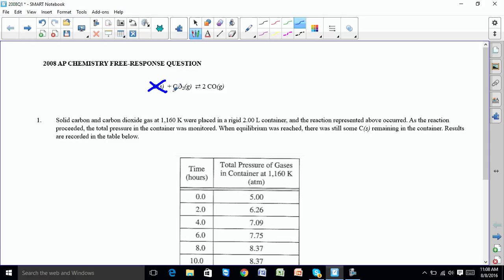Solid carbon and carbon dioxide gas at 1,160 K were placed in a rigid 2-liter container, and the reaction represented above occurs. As the reaction proceeded, the total pressure in the container was monitored. When equilibrium was reached, there was still some solid carbon remaining in the container. Results are recorded in the table below.